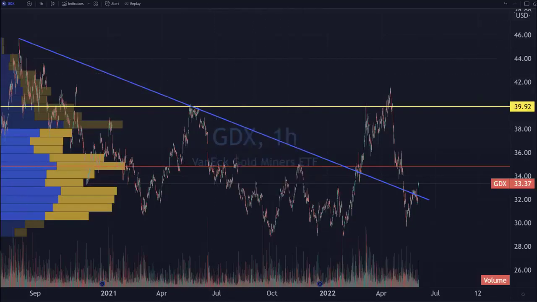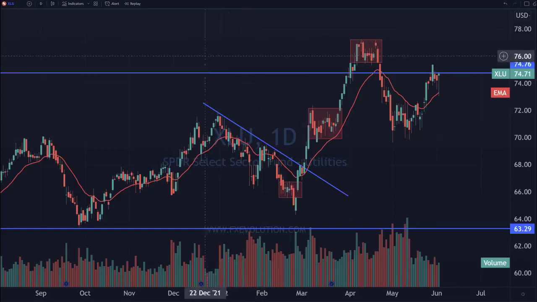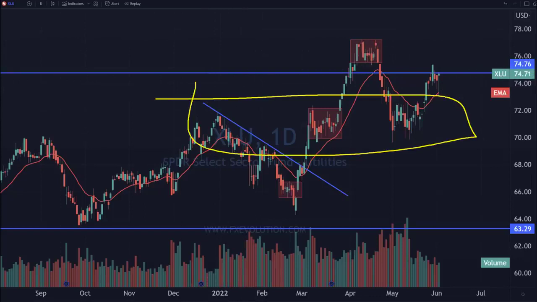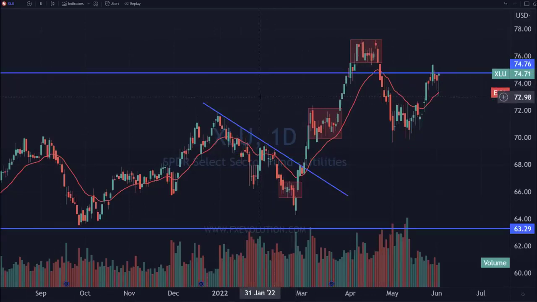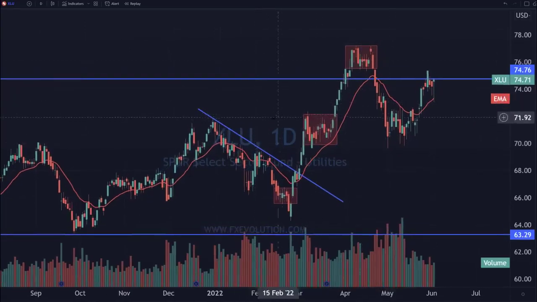But another thing that you can look at is defensives. What about utilities? Has that done well? Well, utilities has held amazingly for 2022 so far, with some really nice breakouts, some really nice trades, and of course, it's just another one that you could bring into your arsenal.